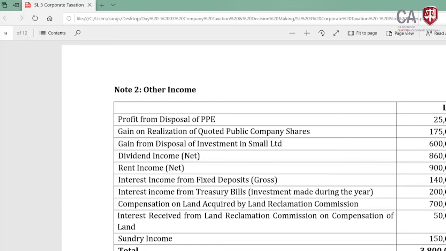Gain from realization of quoted public shares, it's under investment income, minus. Gain from disposal of investment in small limited, if it is a share disposal of a private limited company, it's under investment income, then minus. Dividend under investment income, minus. Rent under investment income, minus. All these notes I will put.